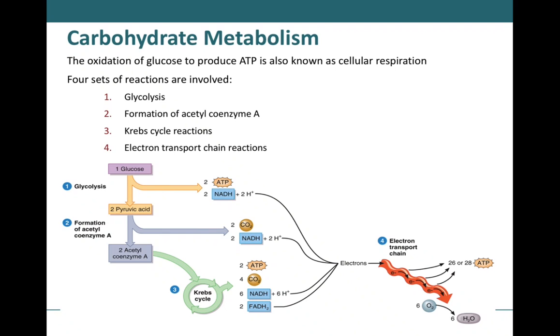We're going to start with glucose and we're going to turn it into a bunch of ATP that our body can use. And that's what we can see in this picture here. Glucose is going to be starting cellular respiration. Glucose is going to proceed through these 4 reactions. It's going to be changed and broken down, and eventually it's going to give us a bunch of ATP. So that is the main purpose of cellular respiration, to take glucose and turn it into ATP.